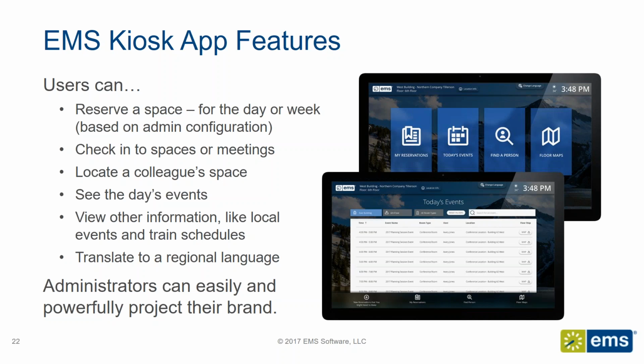Here are now the main features of the kiosk app, and I've alluded to some of them already. You can reserve a space, configured for a single same-day reservation or a future reservation, check in, locate where someone is sitting, and see the day's events. Two auxiliary features are viewing other information, maybe local eateries or important numbers around campus, and translating to a regional language. Many of our larger colleges and universities now have global campuses, and administrators in charge of projecting the university's brand can easily do so through the EMS kiosk app.